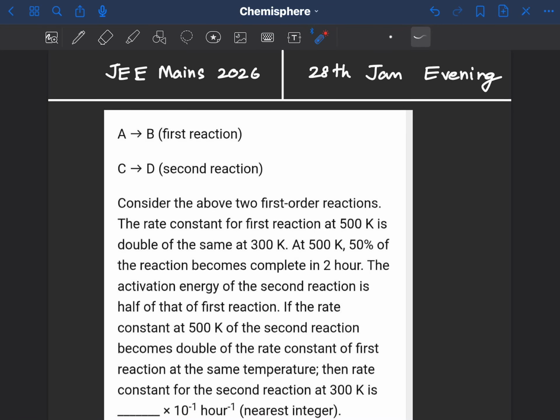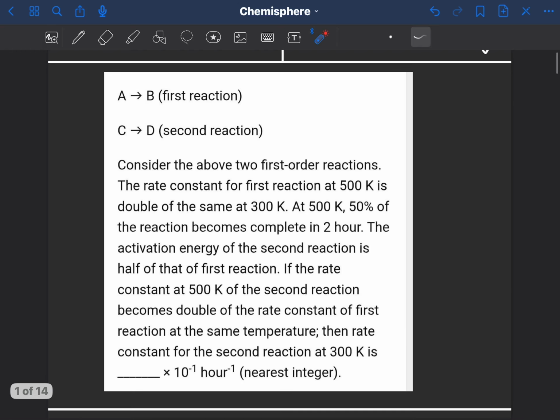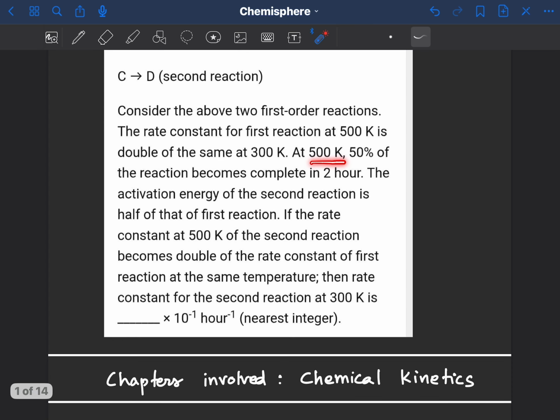Hello everyone. So this is a question from JEE Mains 2026, 28 Jan evening, and we have been given A to B as the first reaction, C to D as the second reaction, and both are first order reactions. The rate constant for the first reaction at 500 Kelvin is double of the same at 300 Kelvin. At 500 Kelvin, 50% of the reaction becomes complete in 2 hours. The activation energy of the second reaction is half of that of the first reaction.